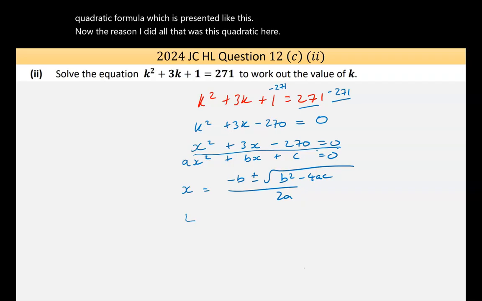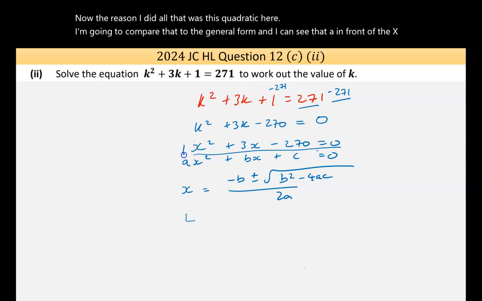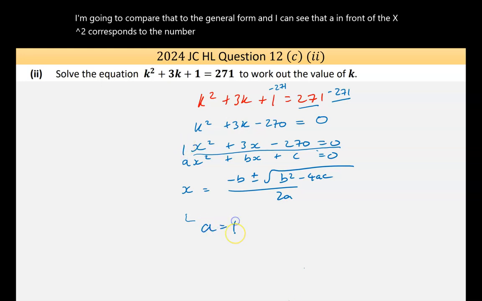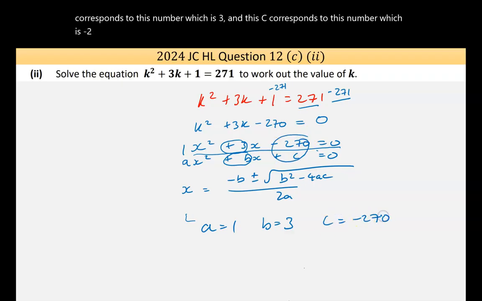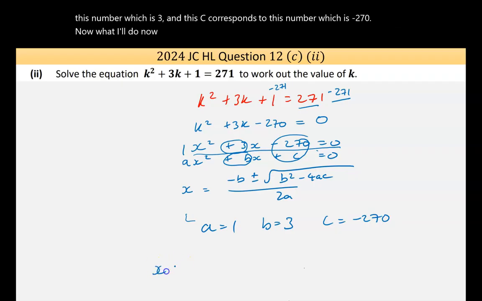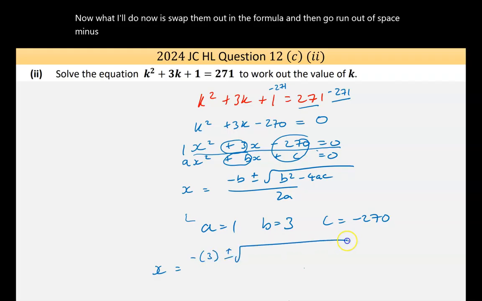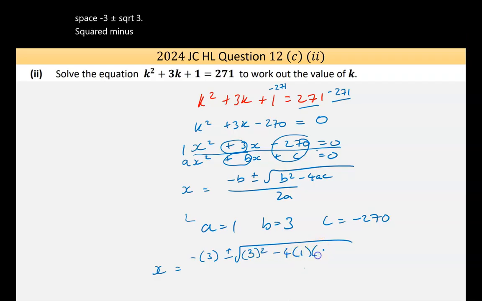Now I'm going to compare this quadratic to the general form, and I can see that the a in front of the x squared corresponds to the number, which in this case is 1. The b corresponds to this number, which is 3. And this c corresponds to this number, which is minus 270. Now what I'm going to do is swap them out in the formula: minus 3 plus or minus the square root of 3 squared minus 4 times 1 times minus 270, all over 2 times 1.